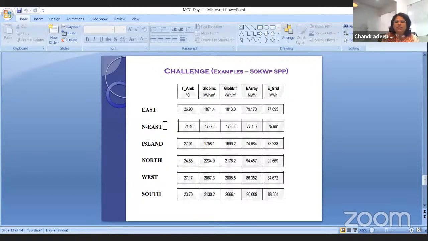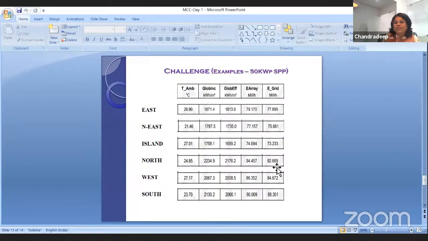You can see these are the zones of India: eastern part, northeastern part, island, meaning your Andaman and Nicobar islands, and northern part, western part, southern part. Okay, same 50 kilowatt, observe properly. The same 50 kilowatt power plant installed in the eastern part, for example in Calcutta, is giving 77.695 thousand units per year. The same plant gives 75 thousand units in the northeastern part, and in Andaman it gives 73, but the highest is in the northern part, like Delhi or Uttarakhand.